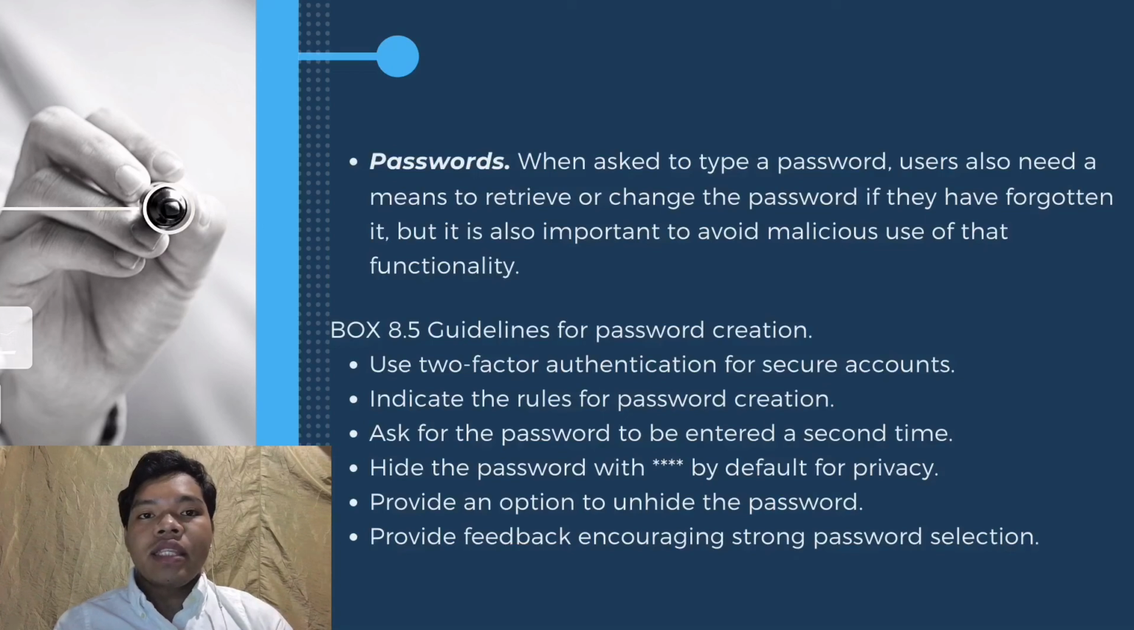These are the guidelines for password creation. First, use two-factor authentication for secure accounts. Second, indicate the rules for password creation. Next, ask for the password to be entered a second time. Next, hide the password with asterisks by default for privacy. Provide an option to unhide the password. And lastly, provide feedback encouraging strong password selection.